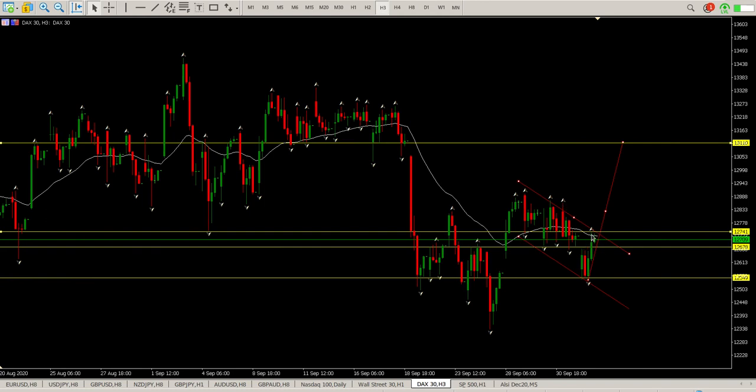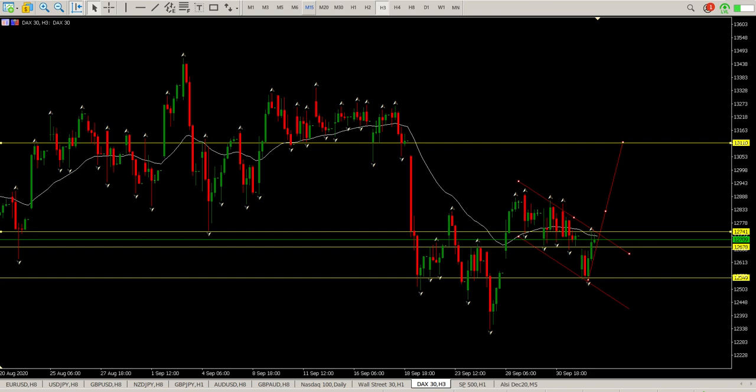That would break the flag. So we need to get above 12735, get above, test, then we're looking for a long, and that measured move closes the top gap. Spot on. Also, there is a bit of resistance up there. So that's my play here.